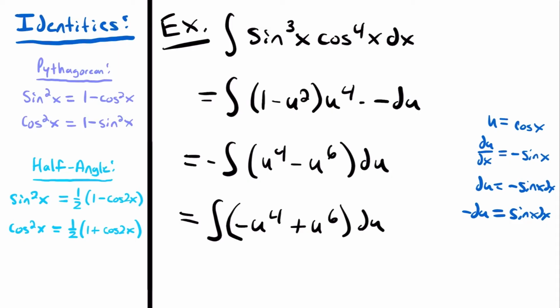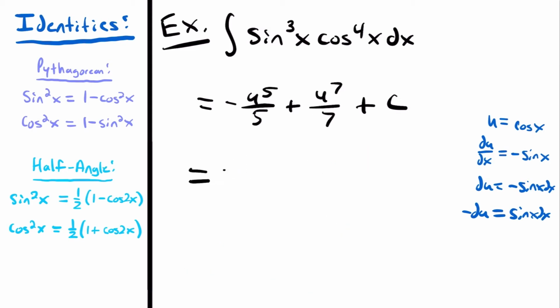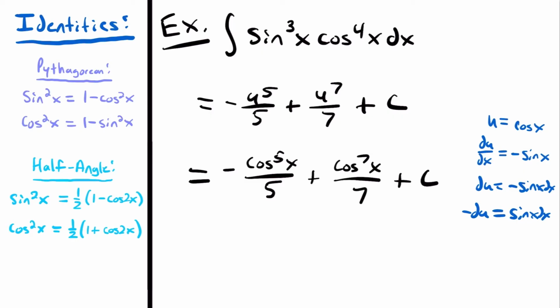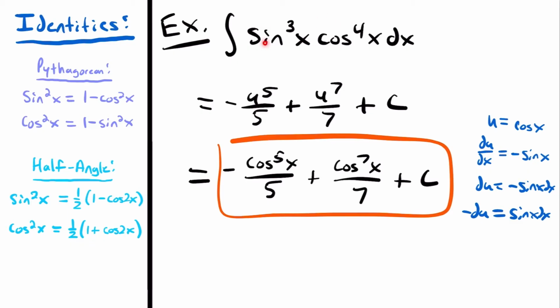And now we can integrate each of these terms using the power rule of integration. And so if we add one to their exponents and divide by that new exponent, we'll have that this is equal to negative u to the fifth power divided by 5 plus u to the seventh power divided by 7, and then plus c. Okay? And so then all we have to do to finalize our solution is replace u with what we set it equal to, which is cosine x. And so if I clean up my work one more time, we will have that this is equal to negative cosine to the fifth power of x divided by 5 plus cosine to the seventh power of x divided by 7 plus c. And so that is the solution to this trigonometric integral.